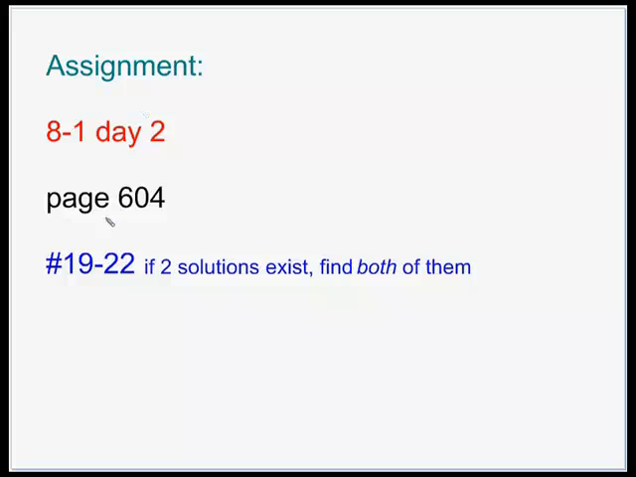For the homework, page 604, 4 problems, 19, 20, 21, 22. 2 of them are odd, 2 of them are even. Check the odd ones in the back. If there are 2 solutions, solve for both of those triangles. Remember, solve for your first angle. Take that angle, subtract it from 180, and see if that creates another triangle that makes sense. If you go over the 180 degree limit for a triangle, it doesn't make sense, and there's only one solution.